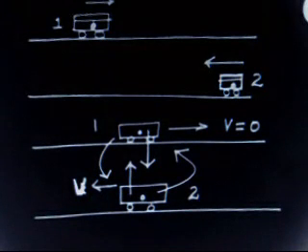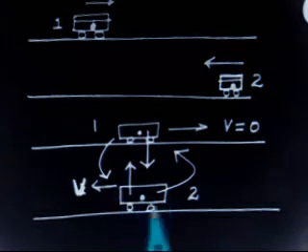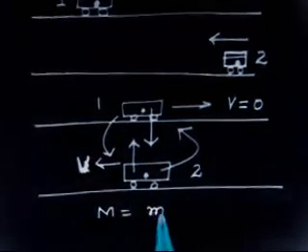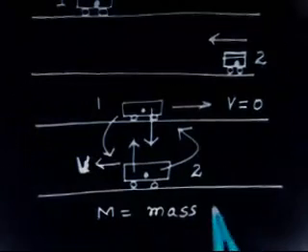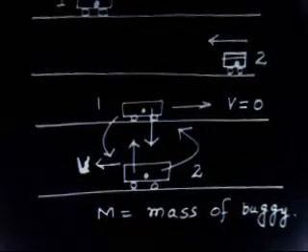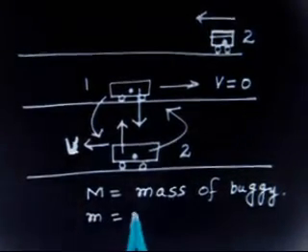Now the question says find the initial velocities of each buggy, where it is given that the mass of the buggy is capital M and the mass of the man is small m. So M is the mass of the buggy. Are you getting? And small m is basically the mass of the man.